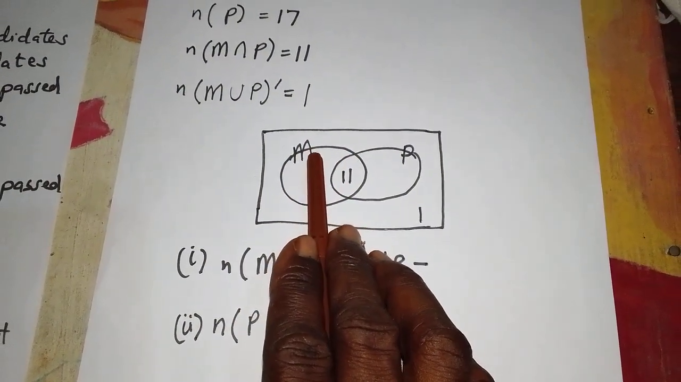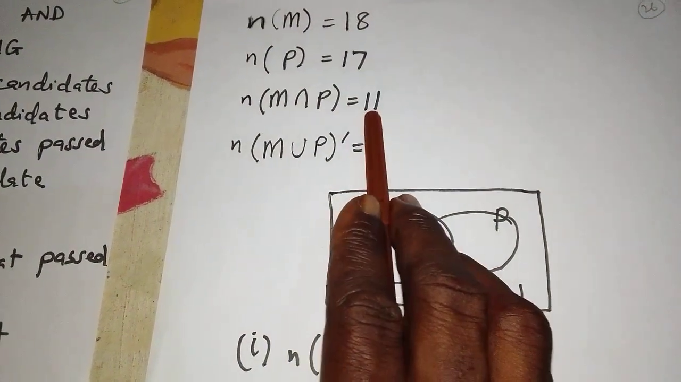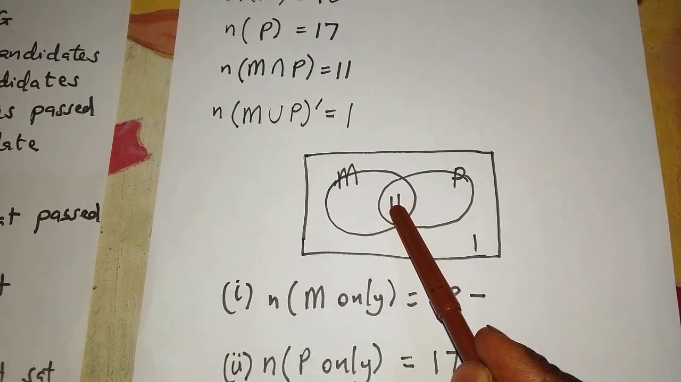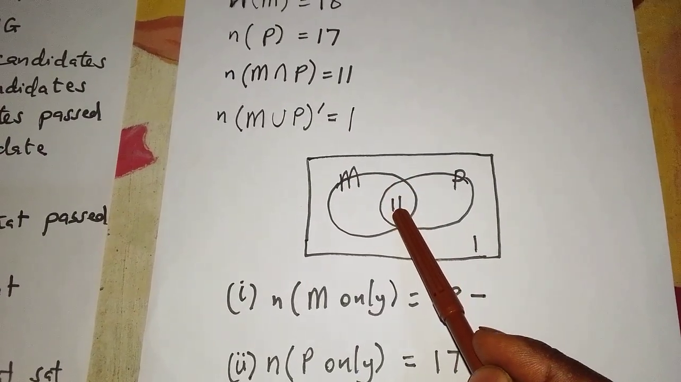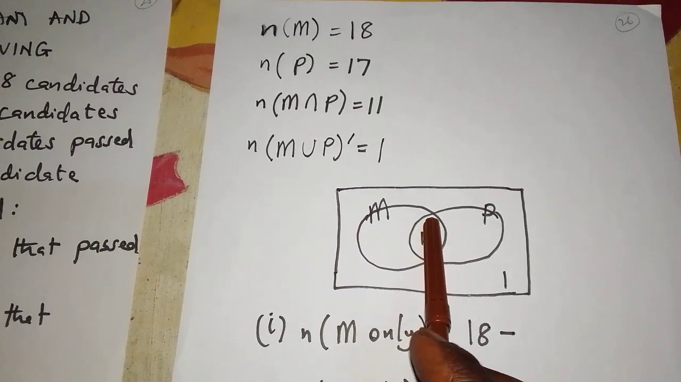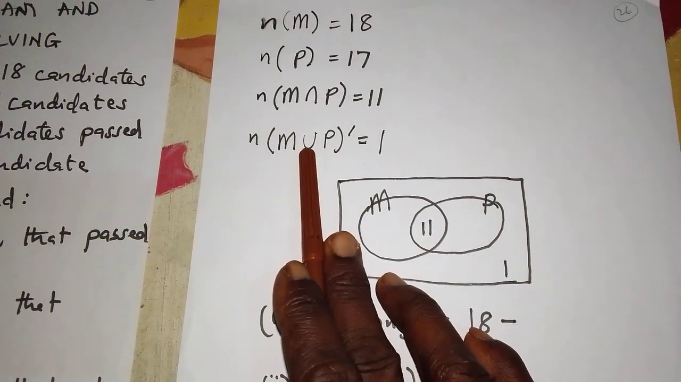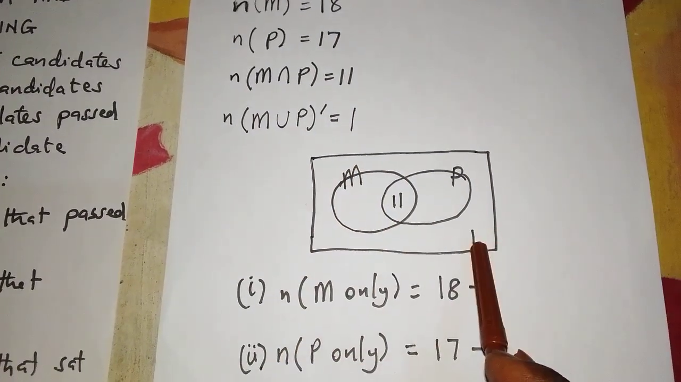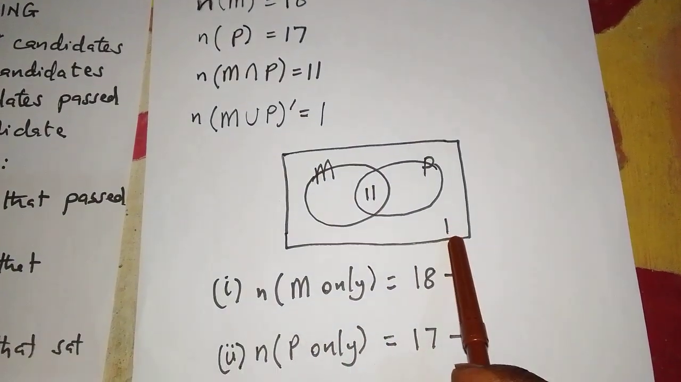So if we try to draw the Venn diagram here, this first circle is for those that pass mathematics. This second circle is for those that pass physics. And we were told that 11 of them passed the 2 subjects. So those that pass the 2 subjects are inside this circle that intersects. Now, 1 person did not pass any. This one person is not in mathematics and not in physics, so it means mathematics union physics complement. That one should be outside the 2 circles but in the box.